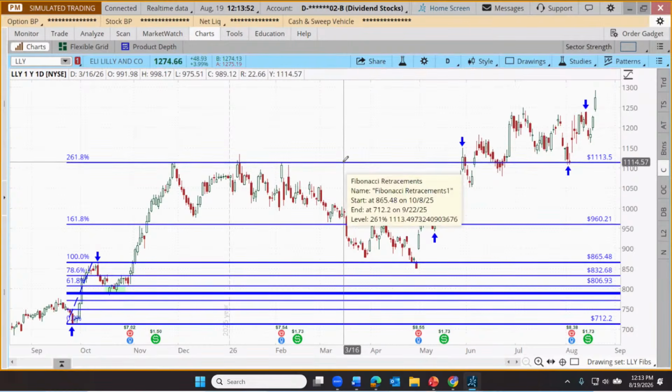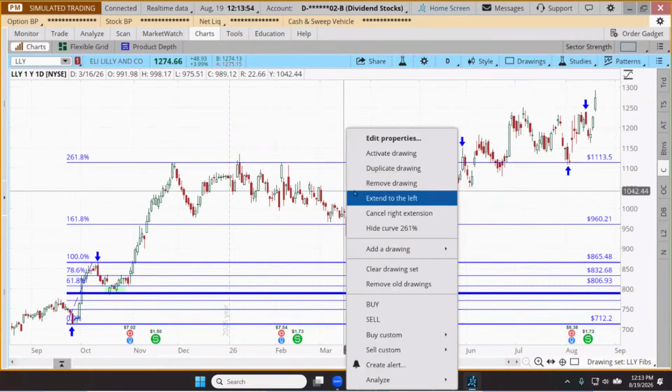So let me remove that. Let's get a little bit of repetition with it. Then we're going to move on to our second tool.